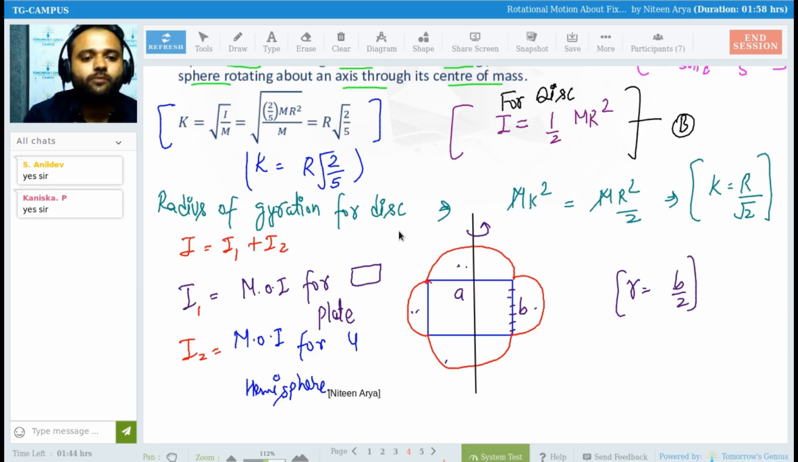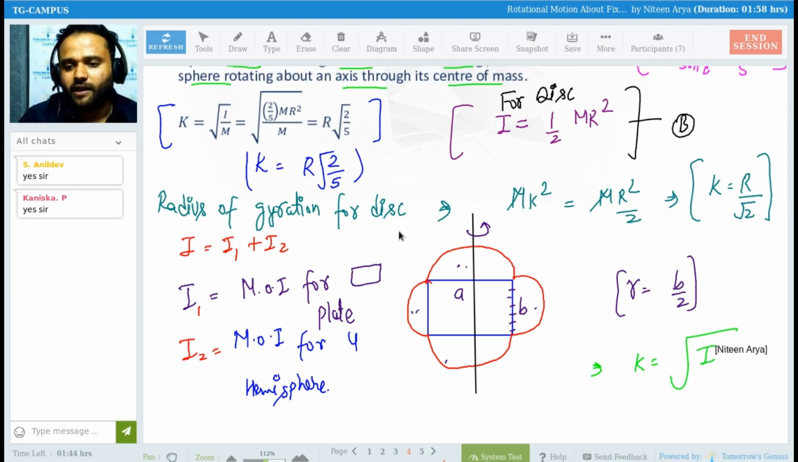Once you find the total moment of inertia, the total moment of inertia can be correlated with I equals mk square. When you find this, automatically with this formula, k is the square root of I by m. Suppose each particular shape has a symmetric mass m.